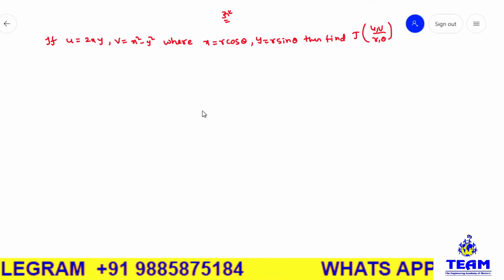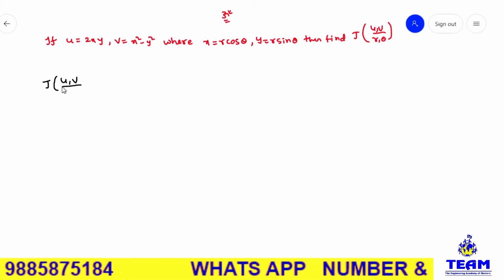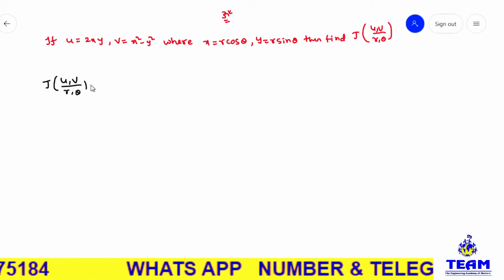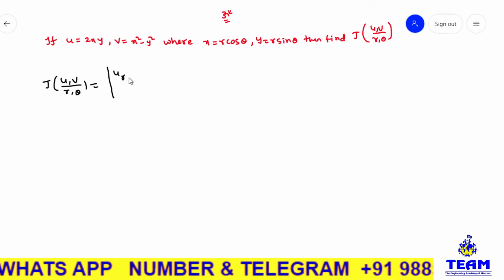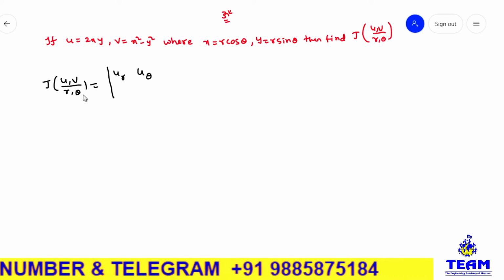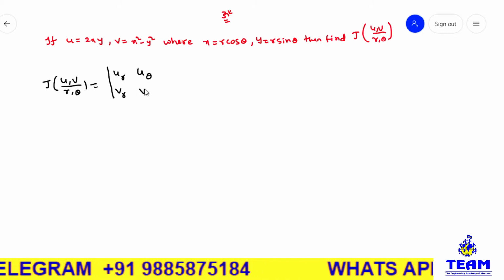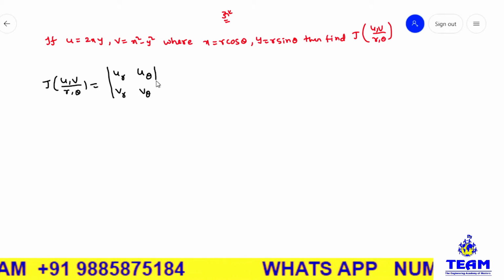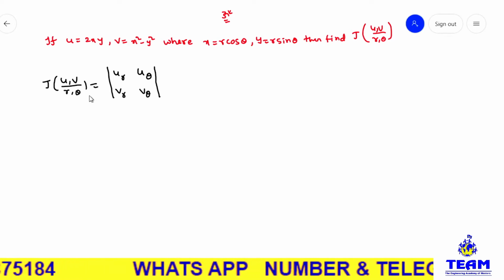You know the Jacobian formula, that is, Jacobian of u comma v with respect to r comma theta. We have u differentiated partially with respect to r, u differentiated partially with respect to theta, and v differentiated partially with respect to r, v differentiated partially with respect to theta. This is the Jacobian between u, v and r, theta.